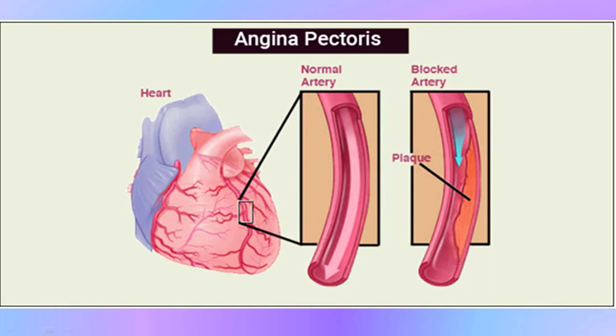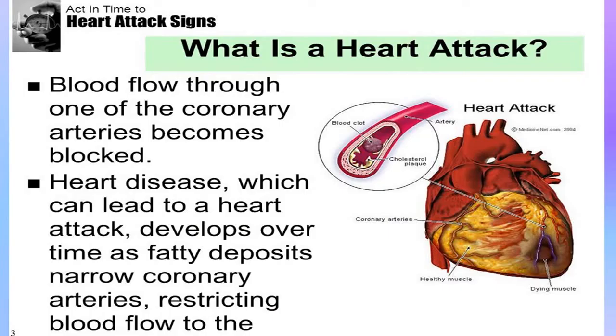This is another figure that shows angina. That is a normal blood vessel, and this is a blood vessel which has become narrow due to plaque formation. So the blood vessel results in a deficient supply of blood and oxygen to that particular part of the heart, resulting in a heart attack, or maybe a myocardial infarction.